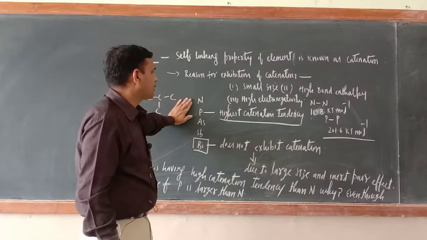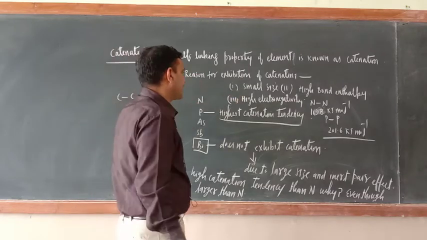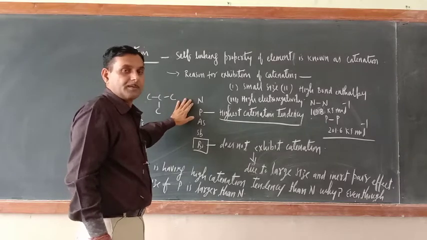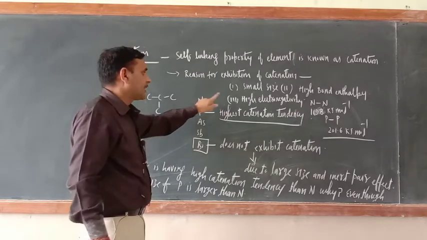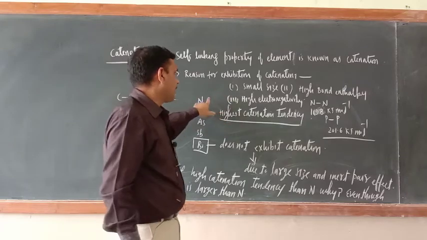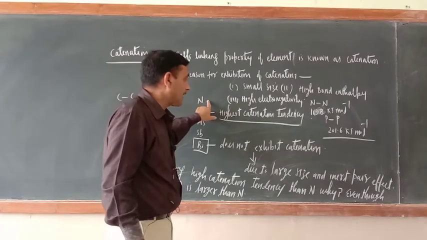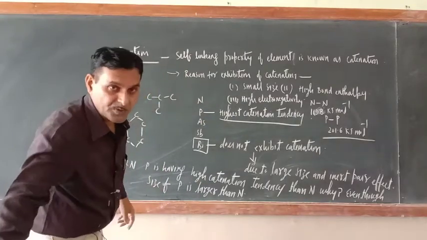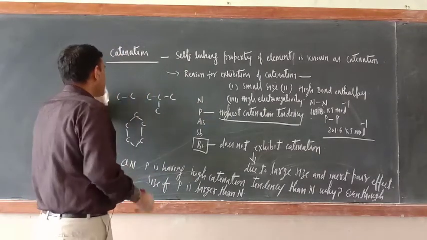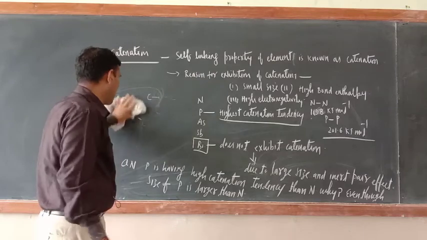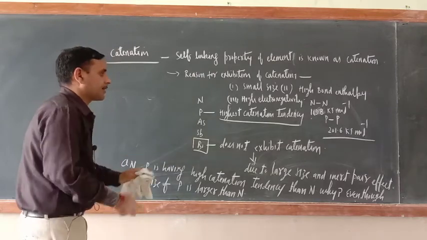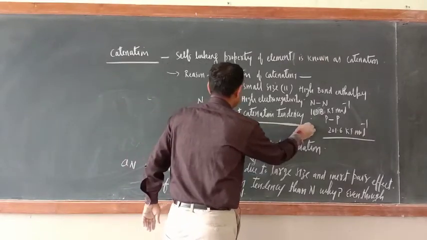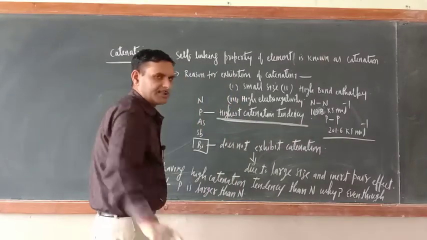In 15th group, if you see these criteria, then whose catenation property should have been more? Nitrogen, because nitrogen is the first member, its size is small, its bond dissociation enthalpy should also be high, and its electronegativity is also high. So nitrogen should have exhibited the highest catenation property. But here what I wrote? Highest catenation tendency, who has got? Phosphorus. This is the question.